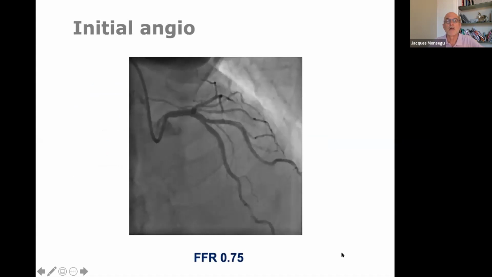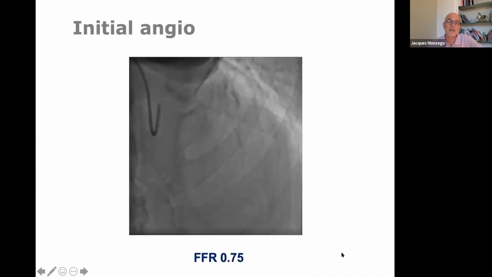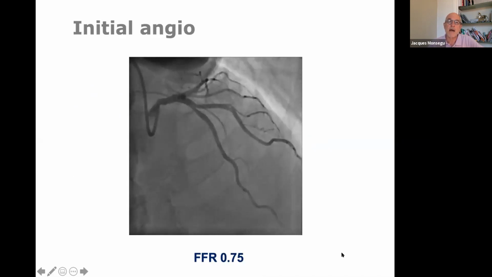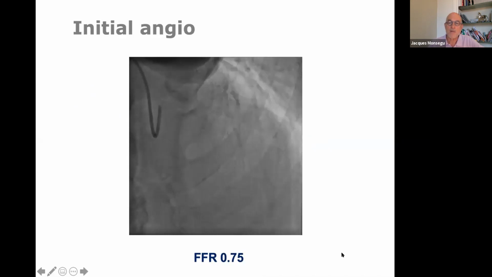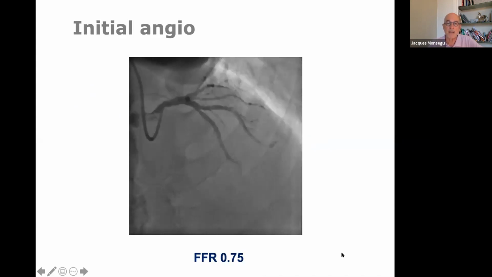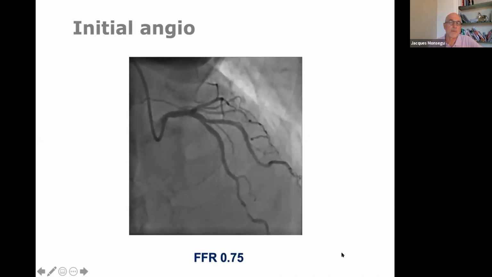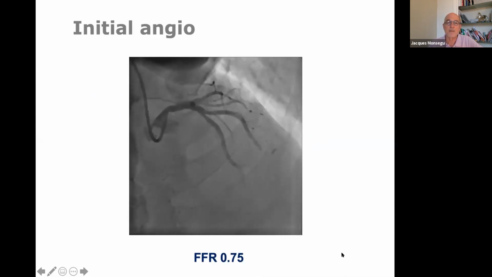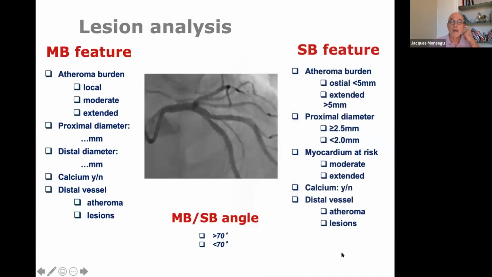The angio, you can see, shows a stenosis on the mid-LAD just after the bifurcation of the big diagonal with a very nice bed on the two vessels with a positive FFR that confirms that the LAD lesion is the culprit lesion. So the first step is to analyze this lesion, the main branch and the side branch.